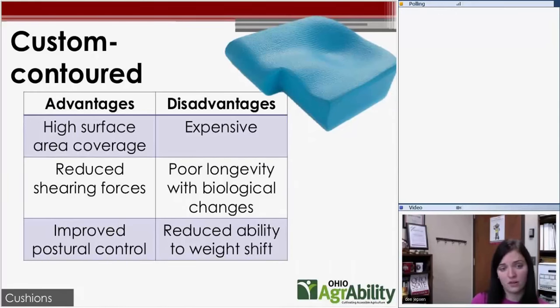They are probably one of the most expensive types of cushions, and again, if you have a progressive illness where you're going to develop more severe pelvic or spinal deformities in the future, the cushion will have to be refitted to you again in the future, so you want to think about that. And they don't offer good ability for the user to weight shift because of the support, so you want to make sure that you as the user are able to weight shift independently if you choose this type of cushion.